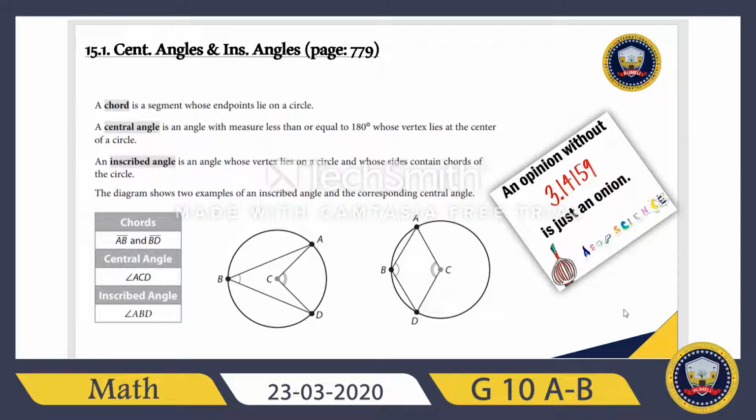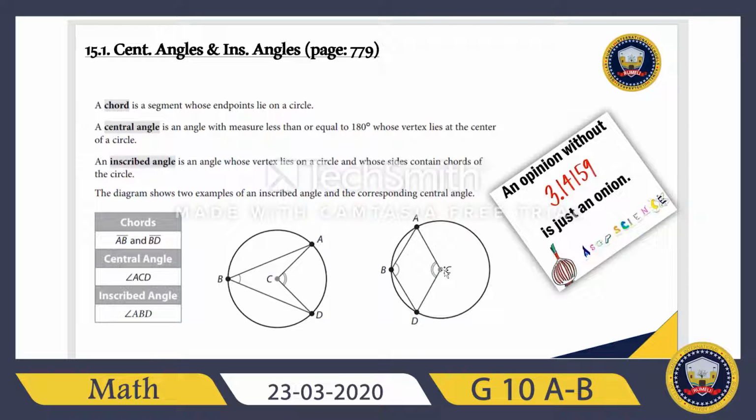All right, let's give some definitions here. A chord is a segment whose endpoints lie on a circle. Take an example, AB here. We call AB a chord. So the chord is any line or a segment that cuts the circle in 2 points. BD also is a chord. Why? Because it crosses the circle in 2 points. AB here is a chord as well.